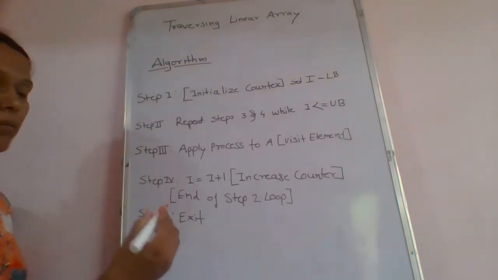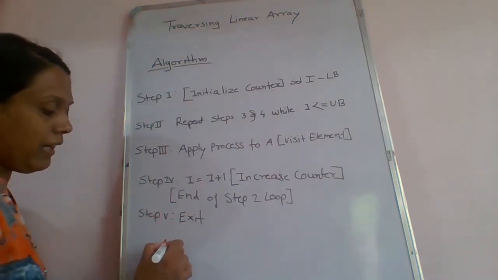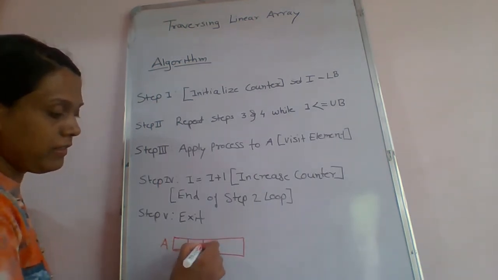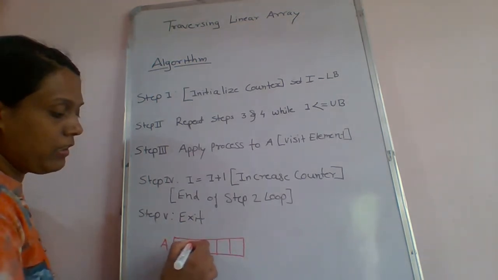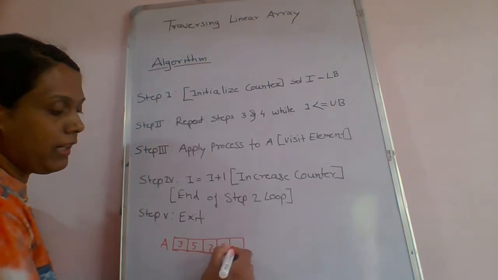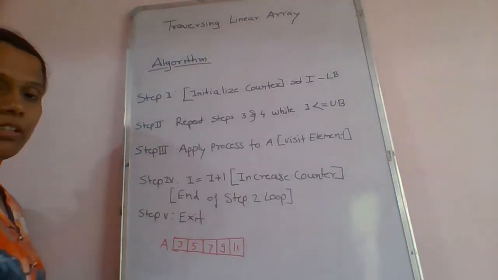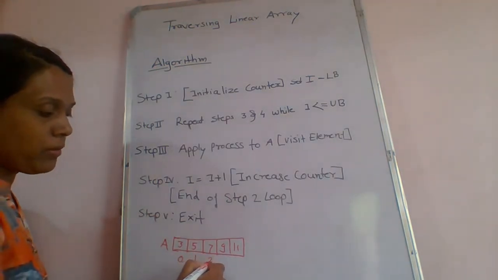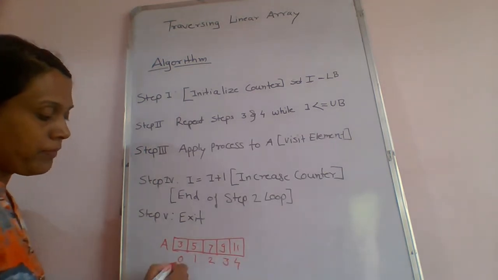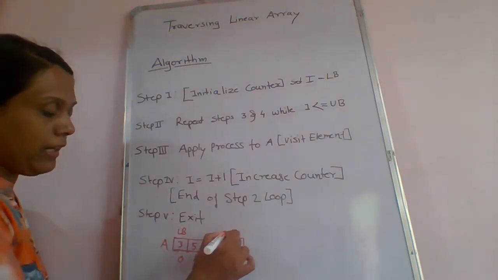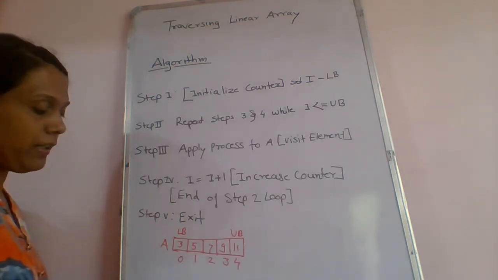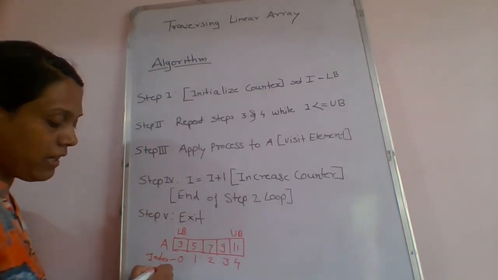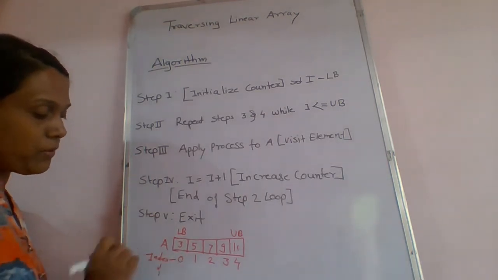Now suppose we take one array A, in which the elements are 3, 5, 7, 9 and 11. This is our array. In that array, we have given the indexes 0, 1, 2, 3 and 4. The first is called the lower bound of the array and the last is called the upper bound of the array. That index we initialize as the variable I, which means I equals 0.